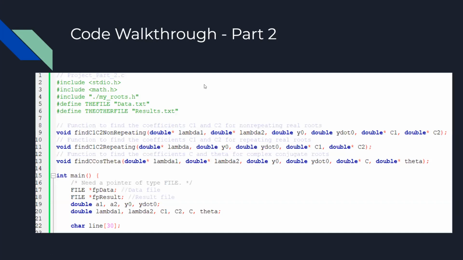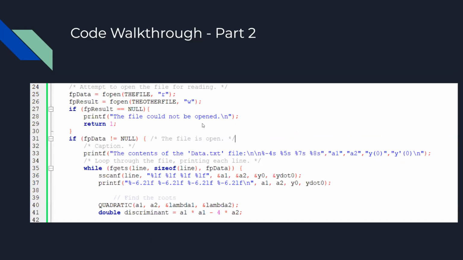Now on to part 2. It is very similar to part 1. However, now I defined 2 files, data text and results text. The same user-defined functions, similar starting variables, except now I defined 2 more file pointers, fp data and fp result, as well as a line character array, which would be used when scanning through the data file. Here I open both data and results files. However, the data is to read and the result is to write.